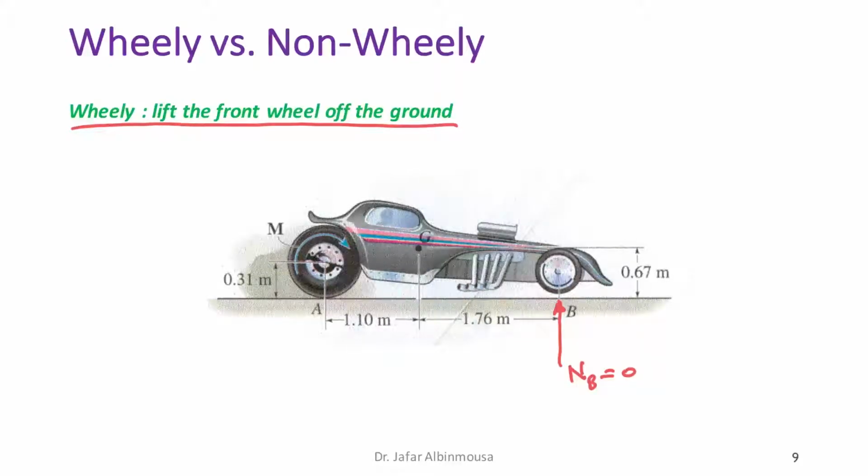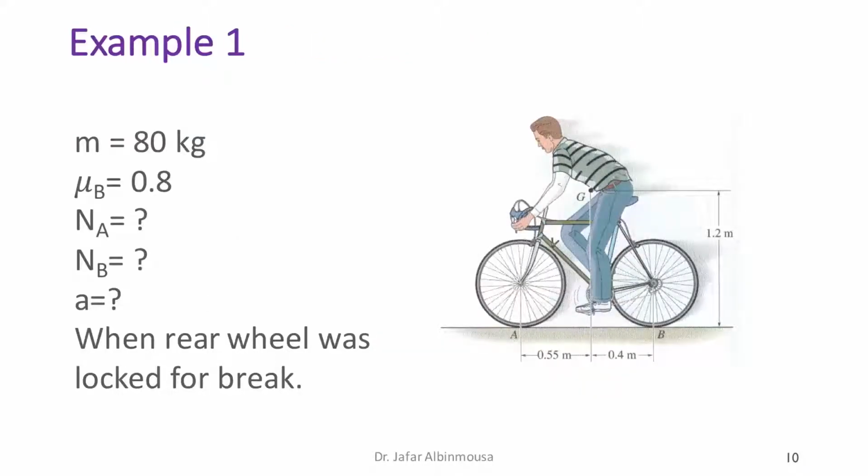So let's have this first example where we have a person riding a bike, and we have been given the location of his center of gravity. Also, we have been given the mass of this person, which is 80 kilogram, the coefficient of friction, and what we want is to determine the normal force acting on wheel A and the back wheel B, as well as the acceleration when the rear wheel was locked for brake.